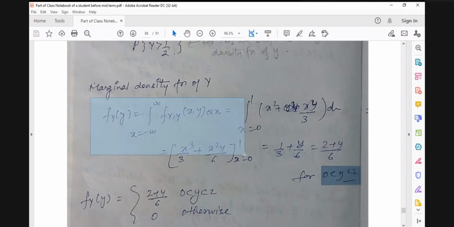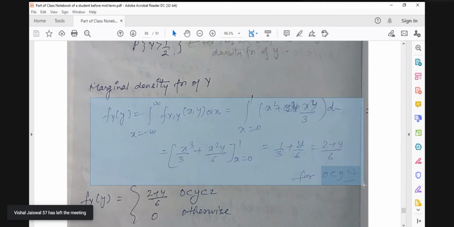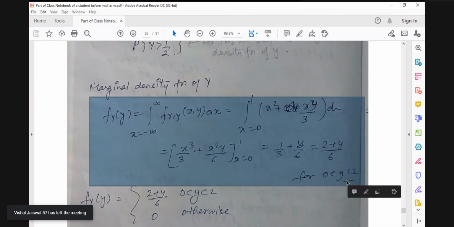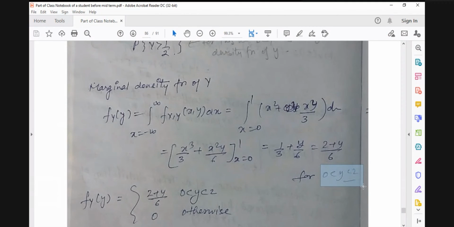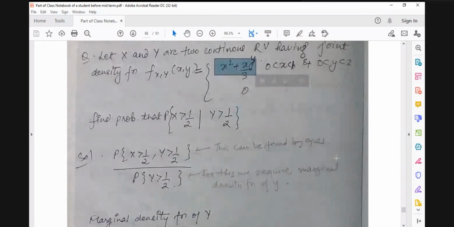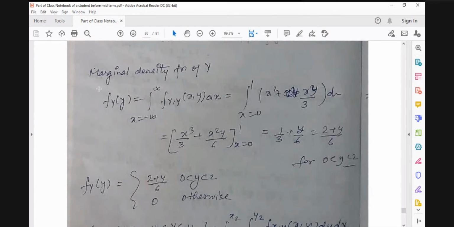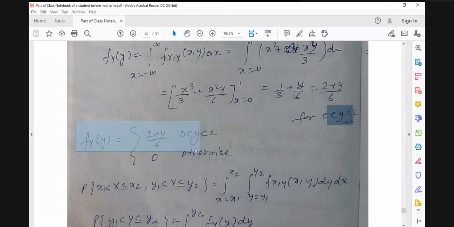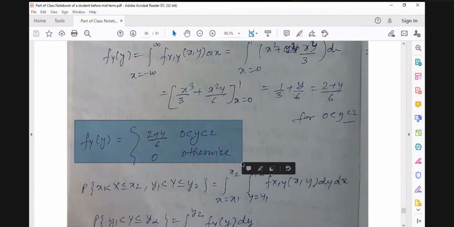So this is the marginal density function of y when y lies between 0 to 2. If you want to calculate for other region where y is not less than 0 or greater than 2, it is 0, because in that domain this definition is 0 as per the question. Because in this question, if y lies between 0 to 2, it is having this definition, and for other domain it is 0. So this is the final marginal density function of y.